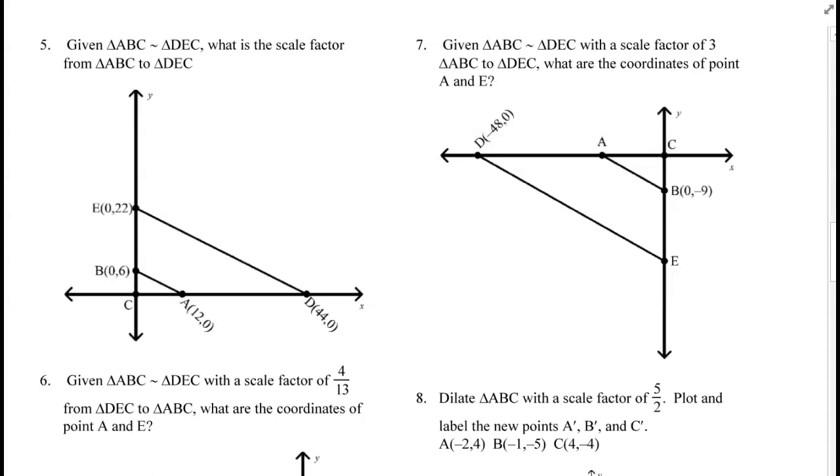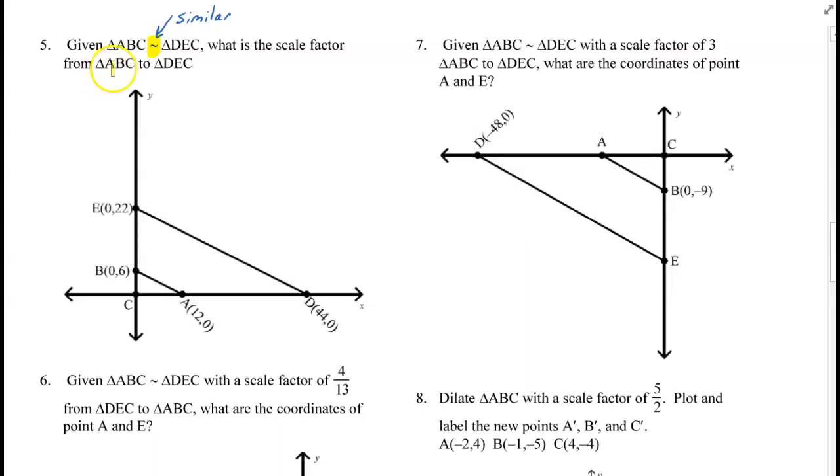So we take a look at problem number 5, given triangle ABC, and I introduced a new symbol. That symbol I highlighted in yellow means similar. What similar means is it's the same shape, but is simply a reduction or an enlargement.